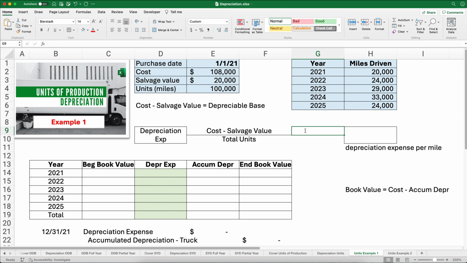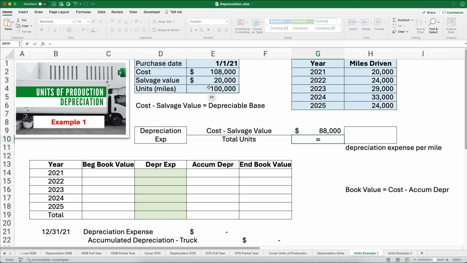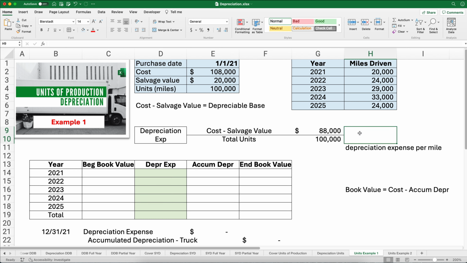So let's just do the math and we'll start thinking about this problem. 108,000 minus the 20,000. We're going to depreciate over these 5 years or so, or over these 100,000 miles, $88,000. And so our units are in miles, so it's 100,000 miles, just to make it really easy. We're going to take the 88,000 divided by the 100,000 miles, so we're going to expense 88 cents per mile.